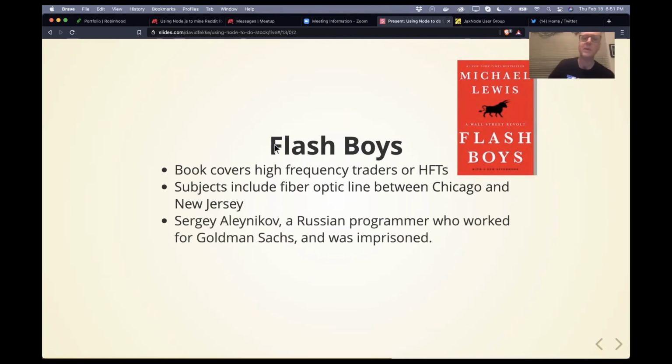The other subject they talked about in the book was this programmer named Sergey Aleynikov. He's a Russian programmer who worked for Goldman Sachs, and he was imprisoned. And this guy's pretty interesting. I think he came over here, I want to say probably end of the 1980s, beginning of the 1990s, and started programming on Wall Street.